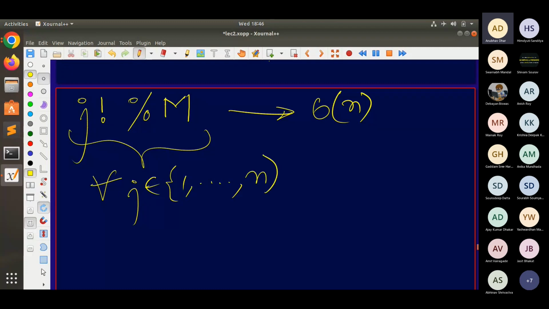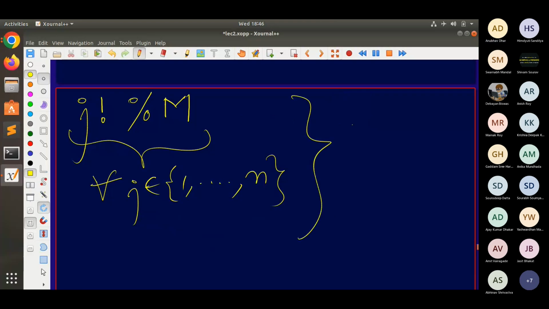So what would be the time needed? You have j factorials over here, and n queries. How much time would it take in total? Would it be order n into n? Order n for each factorial, and there are n instances.